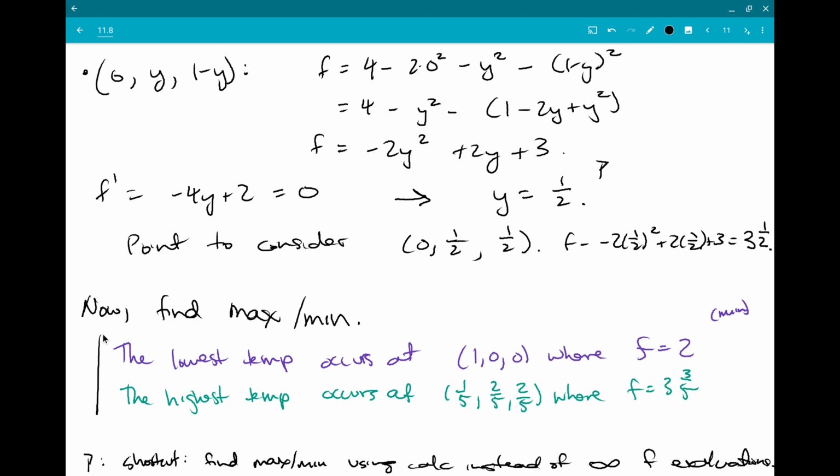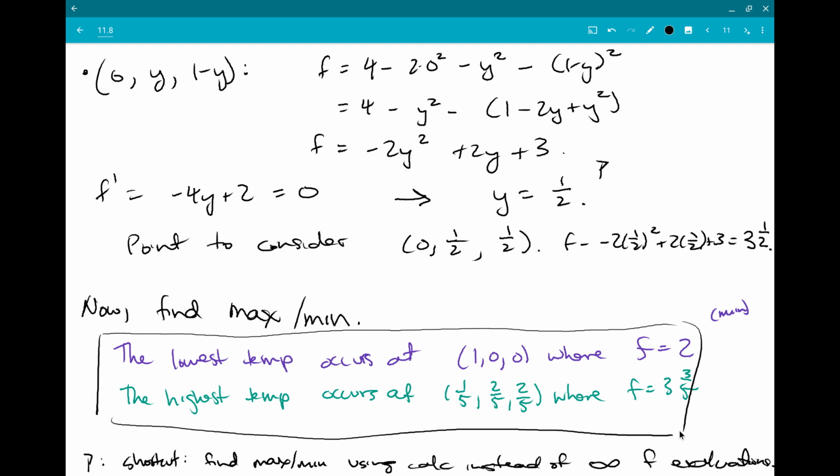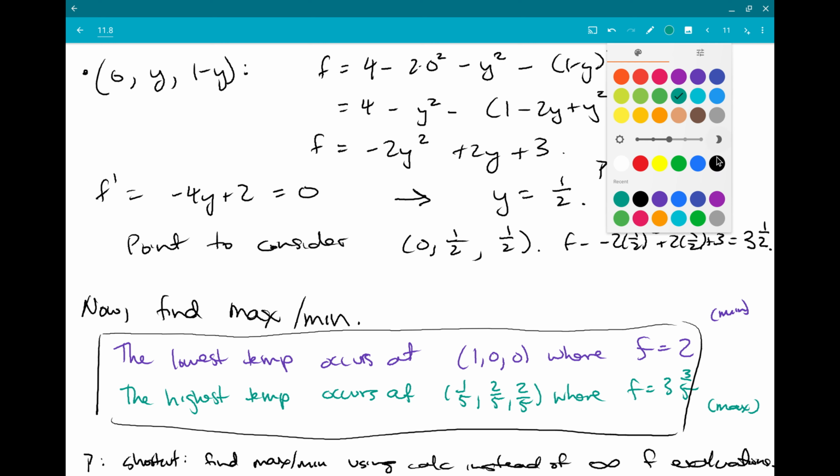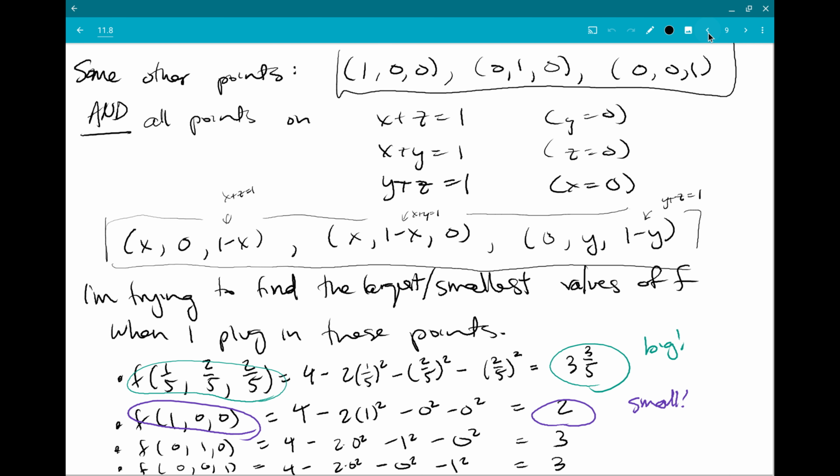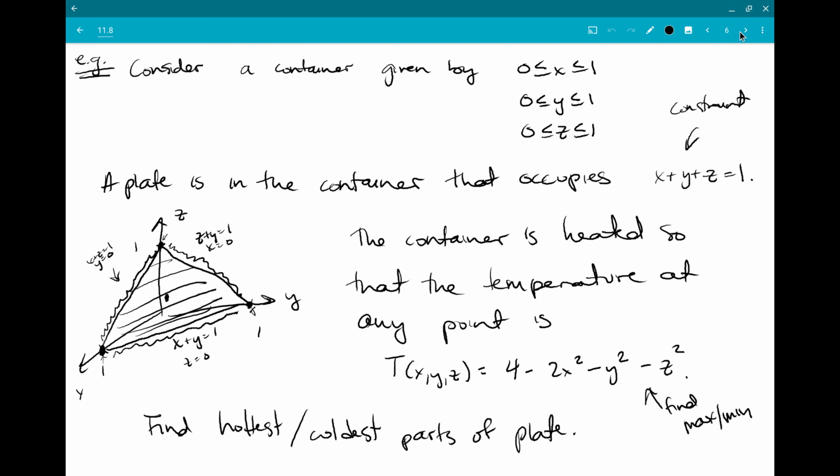I'll go ahead and put that in a big box. Just to remind you, using the maxima minima terminology, that's a maximum, that's a minimum. But the original question was to find the hottest and coldest parts of the plate. So we found the hottest part of the plate is right here. The coldest part of the plate is right here. Coldest, hottest. And that's the end of this problem.